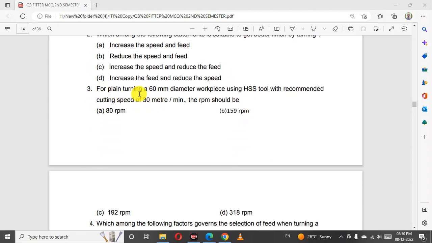For plain turning a 60 mm diameter workpiece using an HSS tool with a recommended cutting speed of 30 meters per minute, the RPM should be: cutting speed equals pi D N upon 1000. You can calculate the same thing. Answer: 159 RPM.